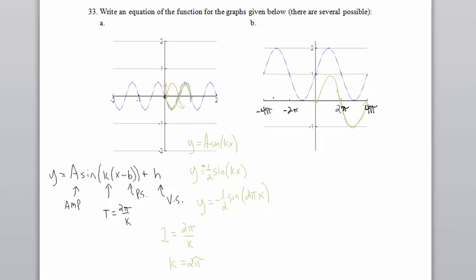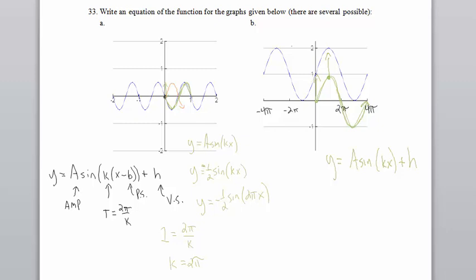Okay, so go ahead and look at my green curve right now. What I want is to figure this guy out, and we notice it's just been moved up 1. All these points have just been shifted up 1. So that tells me that my vertical shift is 1. So this guy will have the form y equals a sine kx, doesn't appear to be shifted left to right, plus h. I can see the amplitude here is 1.